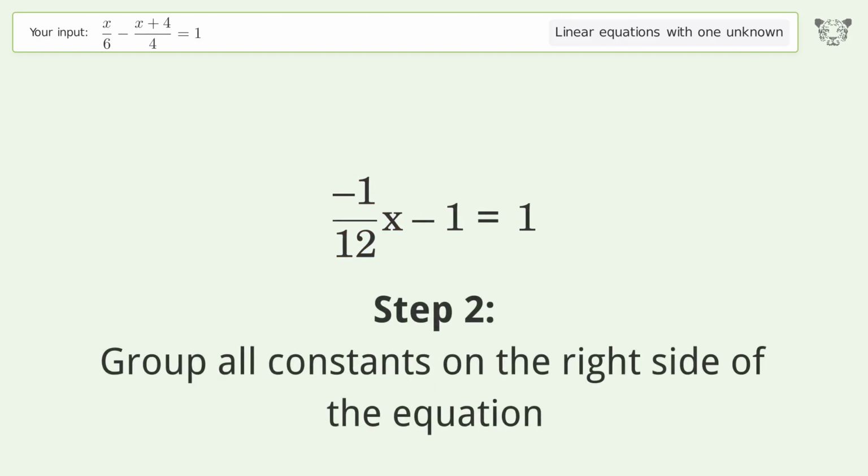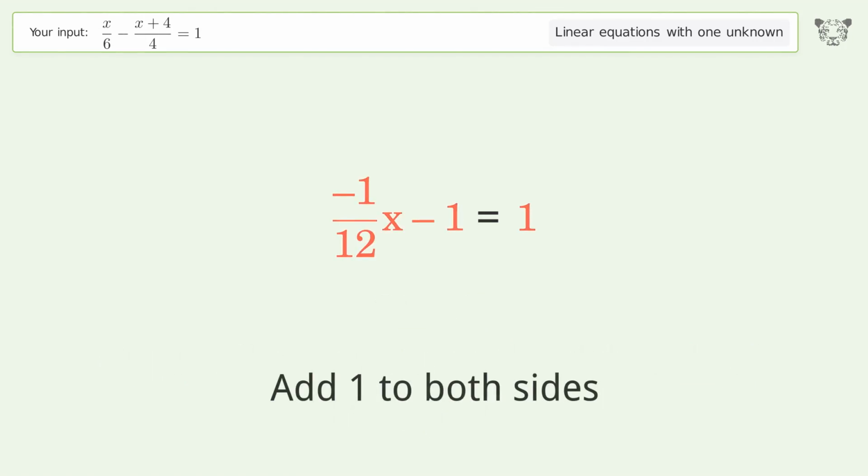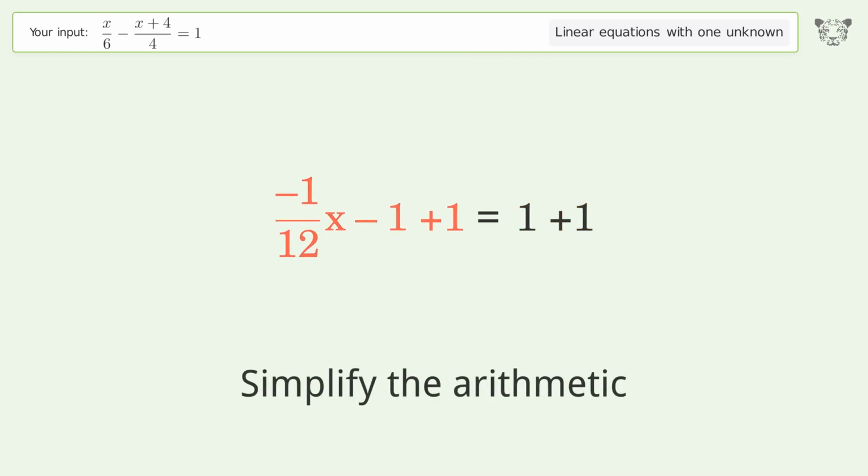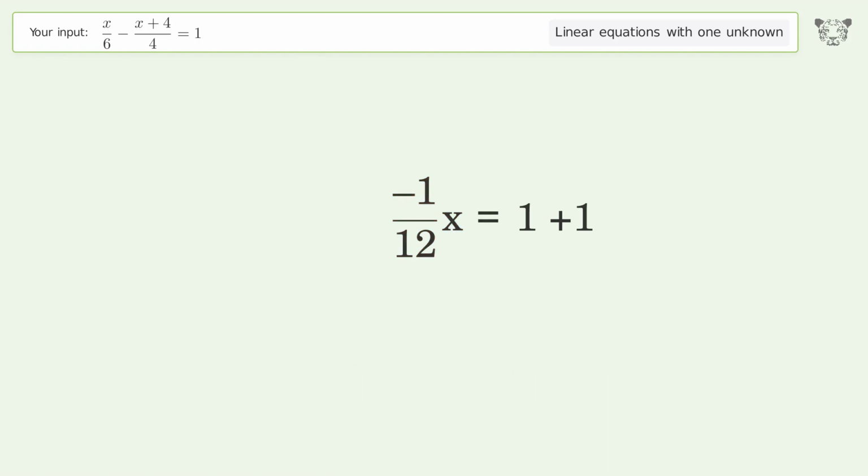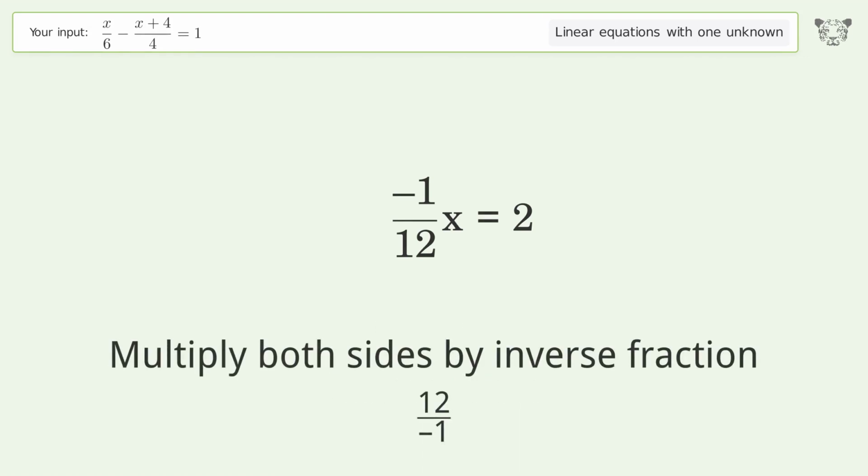Group all constants on the right side of the equation. Add 1 to both sides. Simplify the arithmetic. Isolate the x. Multiply both sides by the inverse fraction, 12 over -1.